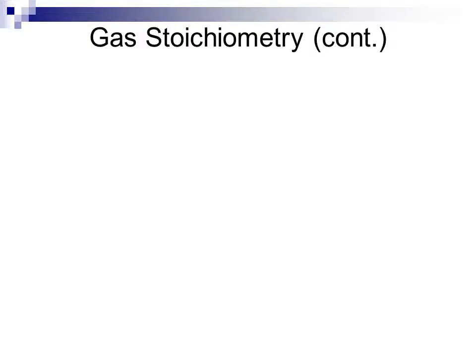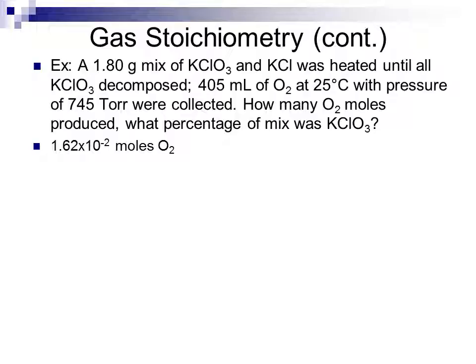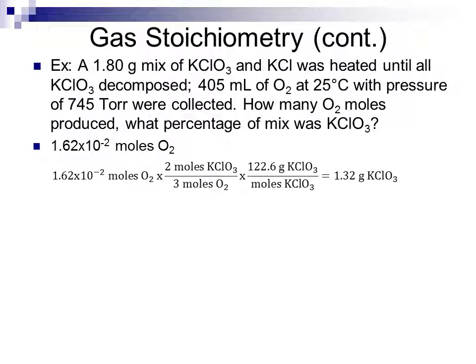produced. So given the same setup then, at 1.62 times 10 to the minus 2 moles of oxygen, we can convert from oxygen into grams of potassium chlorate by multiplying by the stoichiometric ratio of 2 moles of potassium chlorate to 3 moles of oxygen, then by the molar mass of potassium chlorate at 122.6 grams per mole, yielding 1.32 grams of potassium chlorate decomposed to form 1.62 times 10 to the minus 2 moles of oxygen.